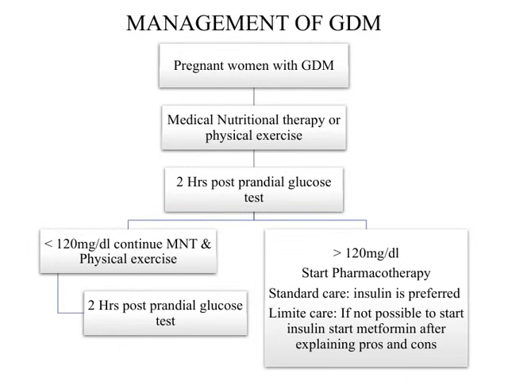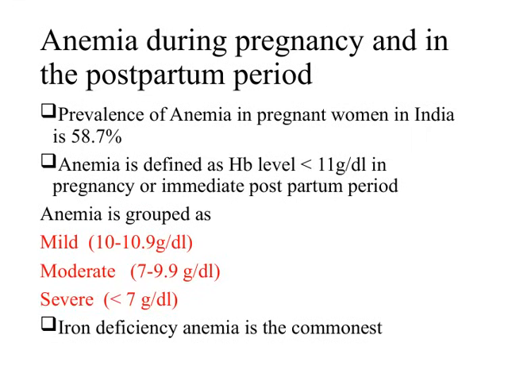In some cases, lifestyle changes alone might not be enough, and we may need to introduce insulin therapy or other medications. The key is individualized care, tailoring interventions to each patient's needs. Throughout this process, education and support are vital, empowering women to manage their condition confidently. Ultimately, the goal is to maintain blood sugar within target ranges, to minimize complications, and promote healthy outcomes for both mother and baby. Let's talk about anemia during pregnancy and the postpartum period.